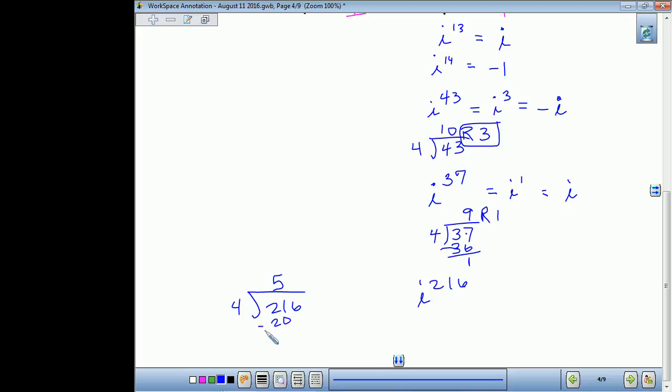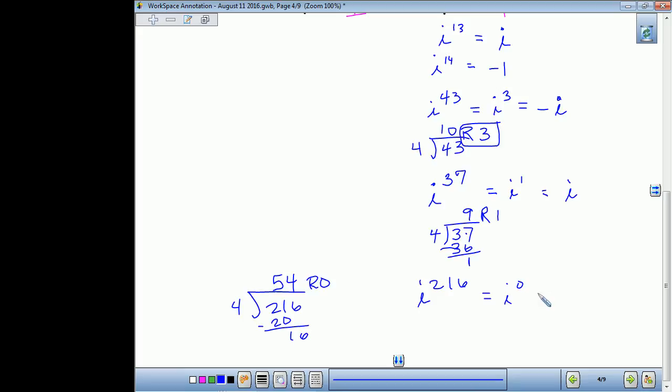You're so confident. 4, 4. 54. But there's no remainder. So when it has a remainder of 0, that just means it goes completely through the pattern. What's the end of the pattern? Nothing. Just 1.